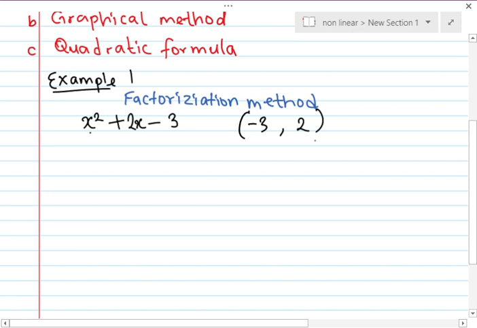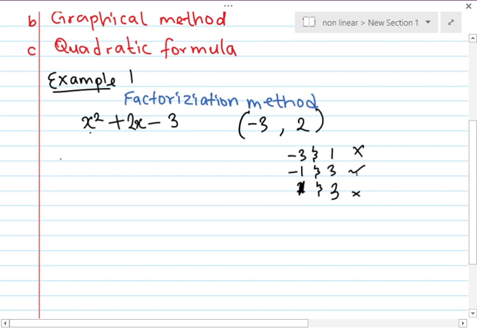Let's check again. We have minus 1 and 3. Minus 1 times 3 is minus 3, correct? Minus 1 plus 3 gives 2. So we've gotten our answer.